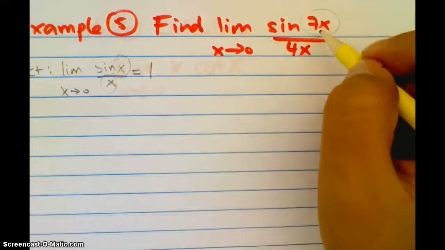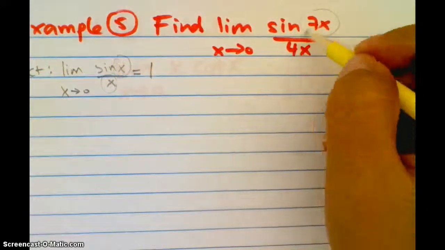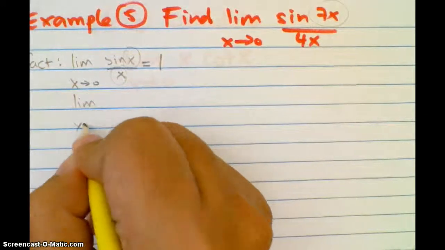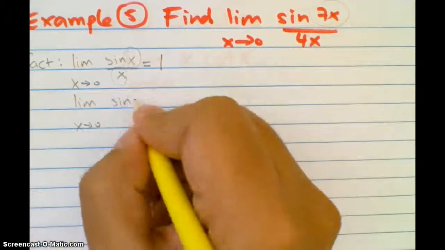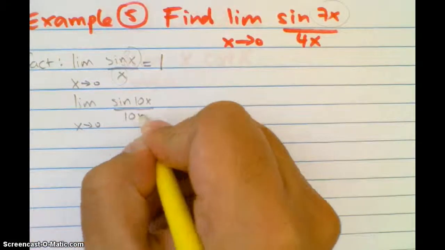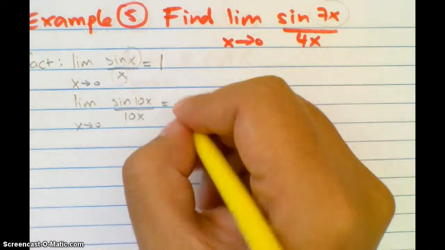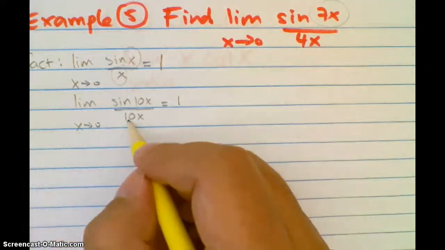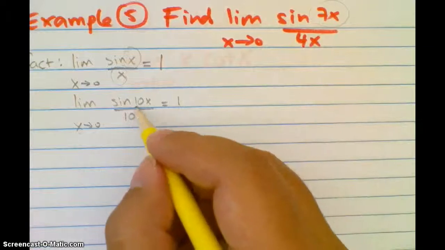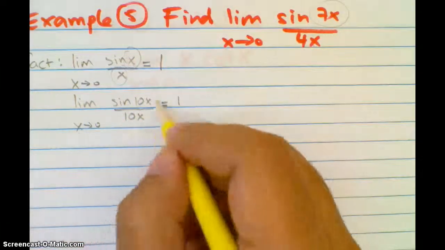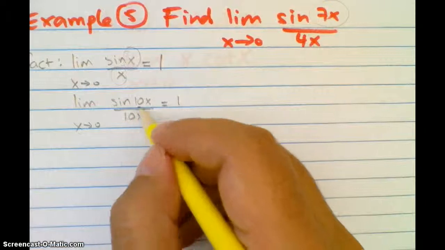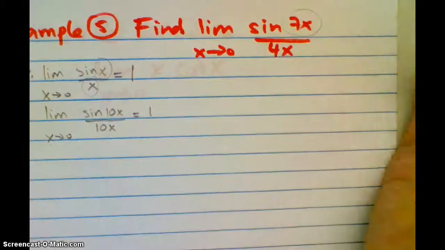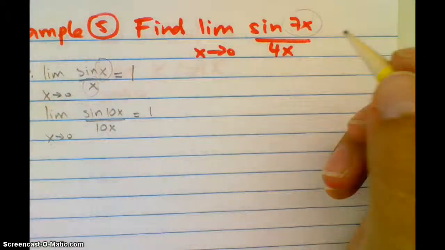So what I wish I had was a 7x underneath so that I can apply the same property, because what happens is the limit as x approaches 0 of sine of, let's say, 10x over 10x will also be 1. And the reason why is if x is approaching 0, 10 times x is also approaching 0. So I could use the sandwich theorem again to show that. So as long as these two numbers match, the limit as x approaches 0 is 1. So I wish I had a 7x here, but I don't. So the idea is to try to recreate it.